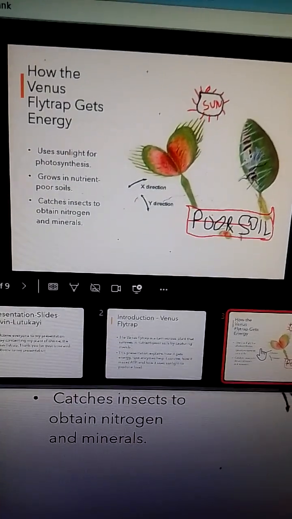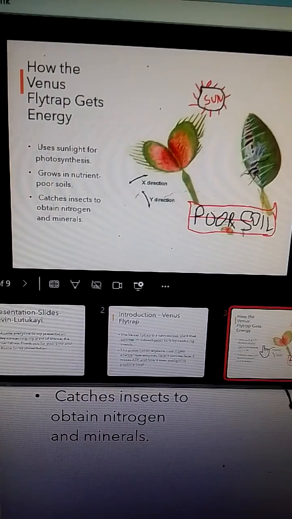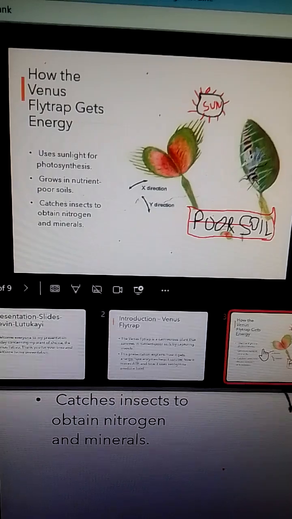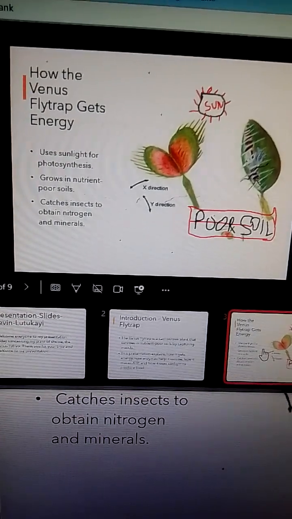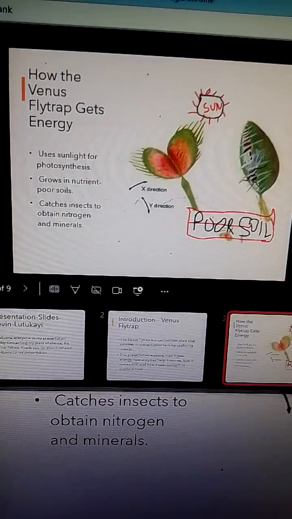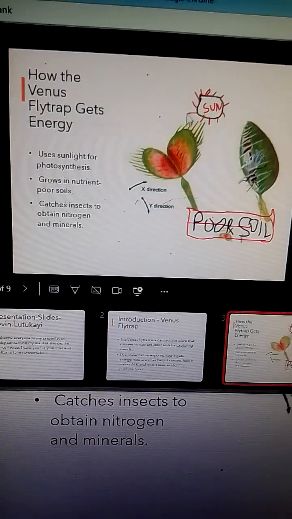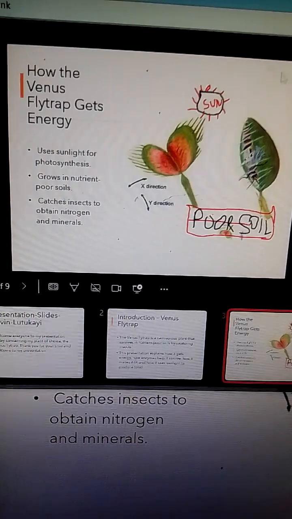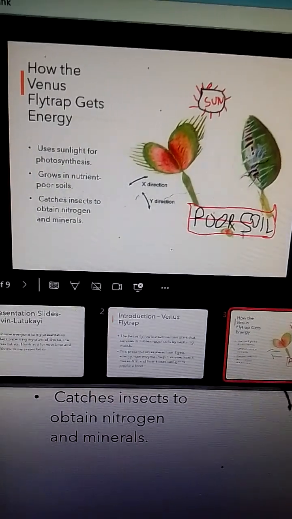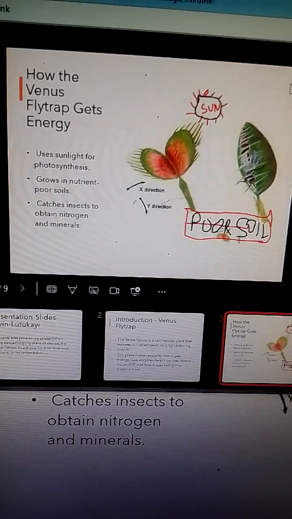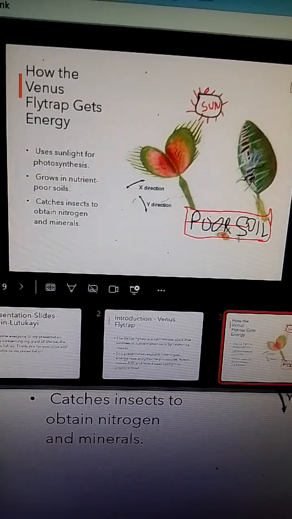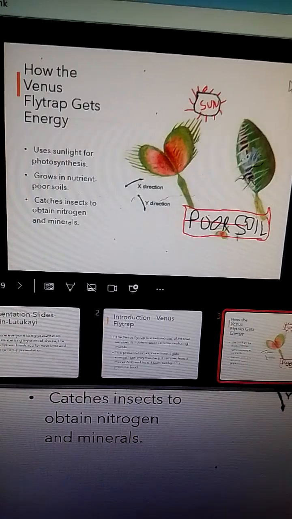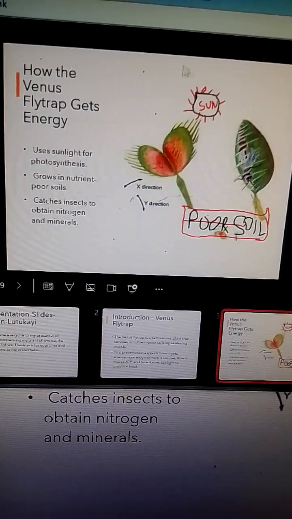The Venus flytrap gets most of its energy from sunlight through the process we call photosynthesis, just like other plants. But what makes it different is the soil it lives in. The soil in bogs and wetlands is very low in nutrients, especially nitrogen, so the plant can't get everything it needs from the ground.